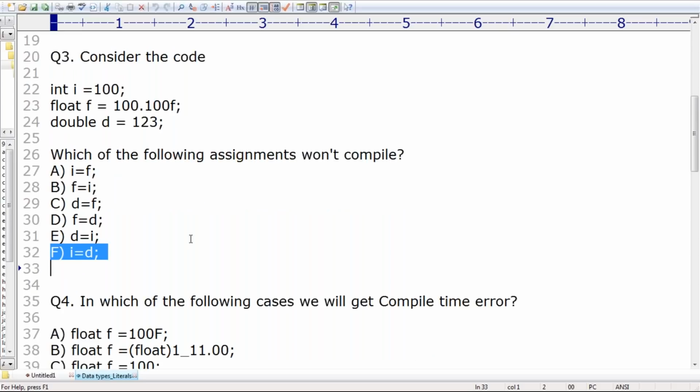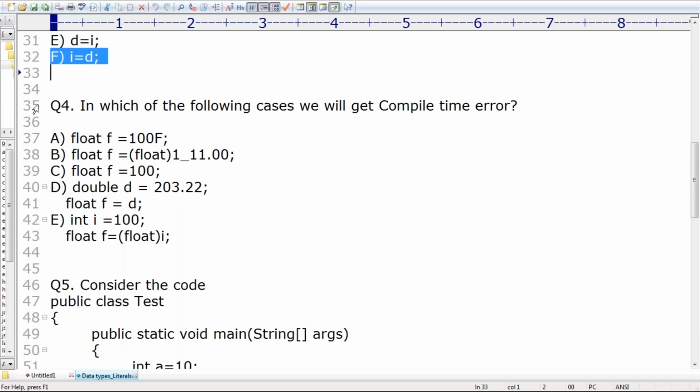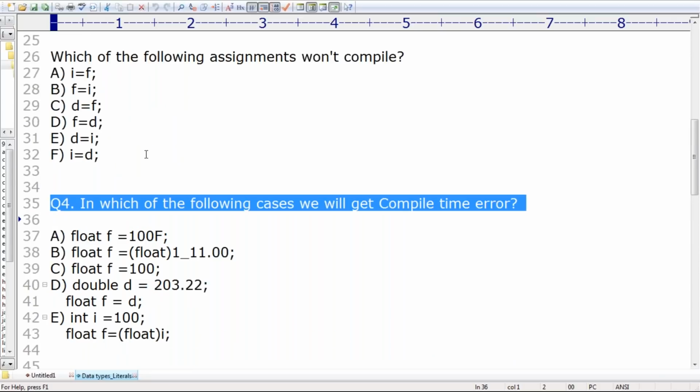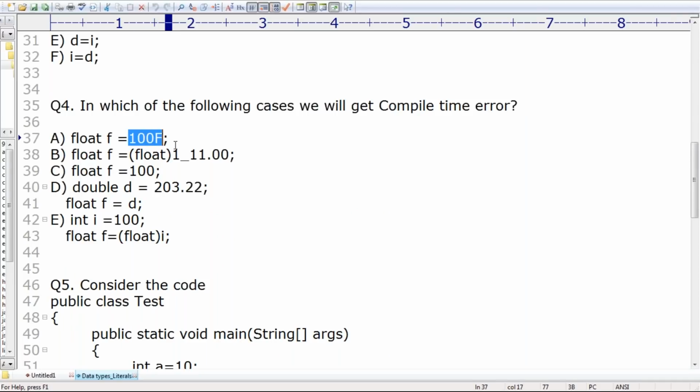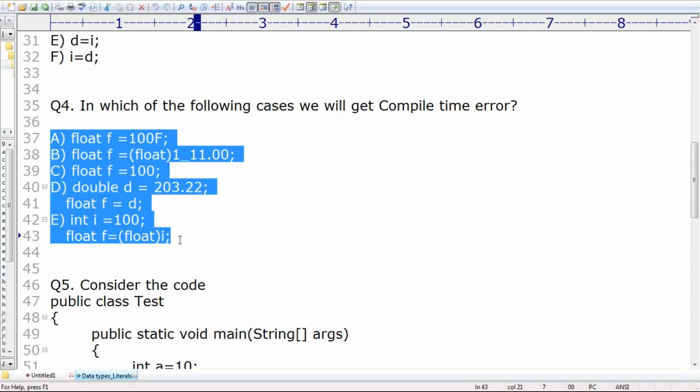After that, in which of the following cases will we get a compile time error? Same thing, just observe the style. The style of asking is the difference, sir. float f = 100f. Are you getting 100f? Here 1_11.00. Sir, I'm trying to typecast to the float type, possible or not? float f = 100, possible or not? Our concentration is always purely based on this type of value. Is it a legal or illegal assignment? Is it a valid declaration? Like this, you have to be aware.